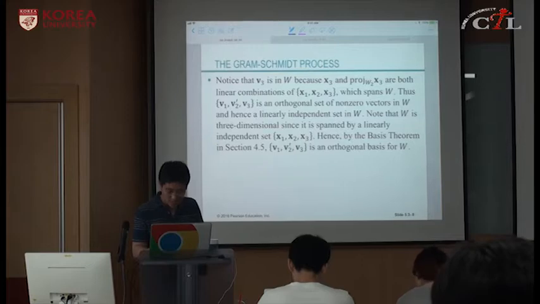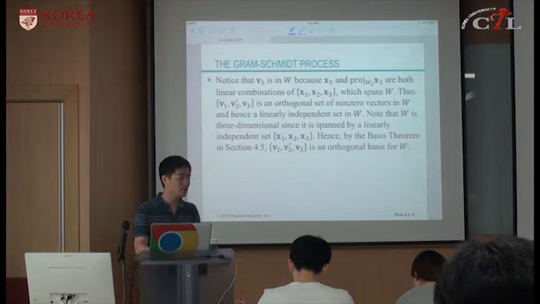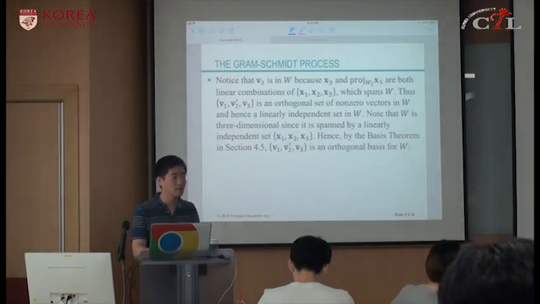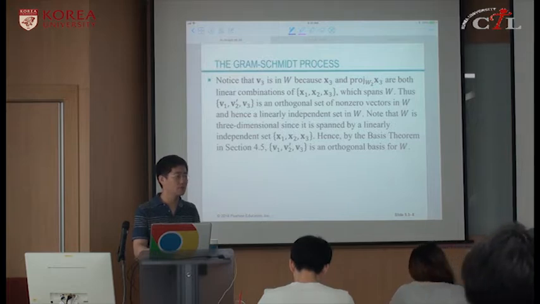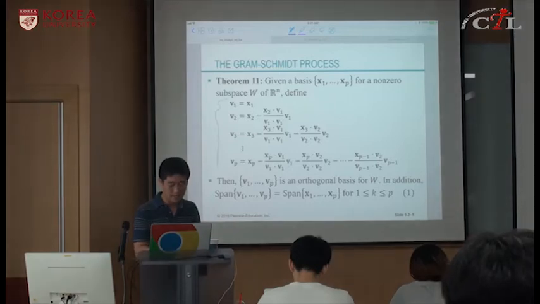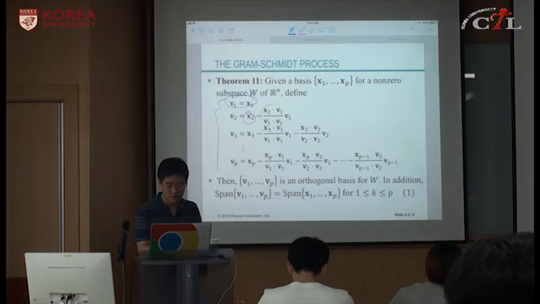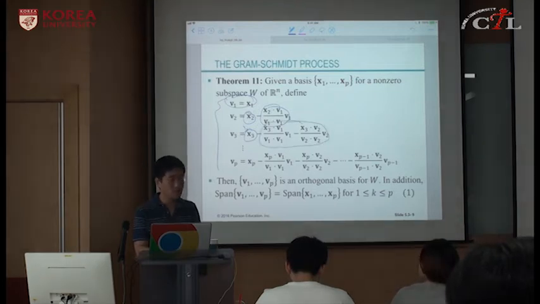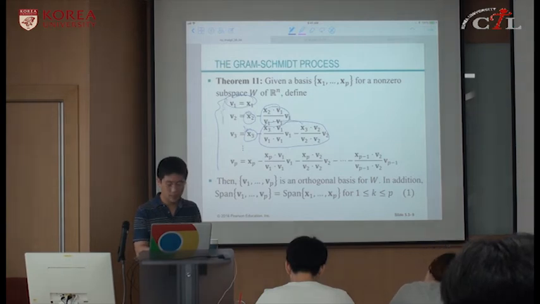Okay. And this is called the Gram-Schmidt process. The Gram-Schmidt process converts linearly independent vectors into orthogonal vectors. And then it can be generalized in this manner. So the first one, and then the second one minus the projection part, and then the third linearly independent vector minus the projection part onto the subspace spanned by the previous two, and so on, right?